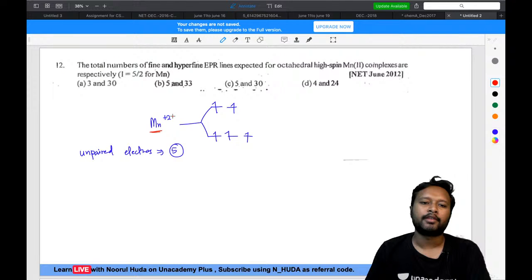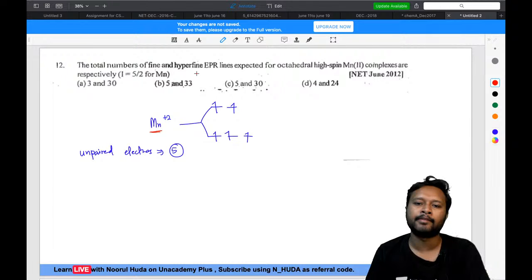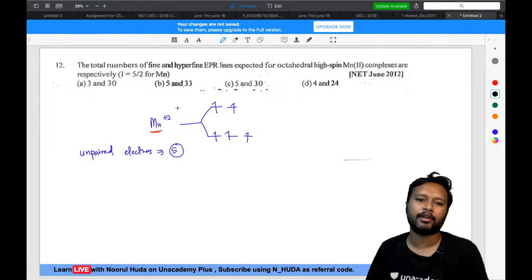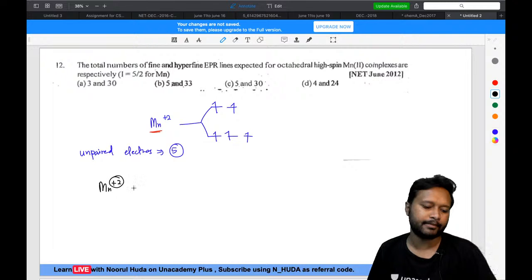Since it says the total number of fine and hyperfine lines, that is what you have to tell. First, look at whether this is a D5 species, and how many fine lines you can get in this case. How many transitions can you make in this particular case? Just try to look and tell me how many fine lines you will be able to get. So you have manganese in plus 2 state, a D5 species.